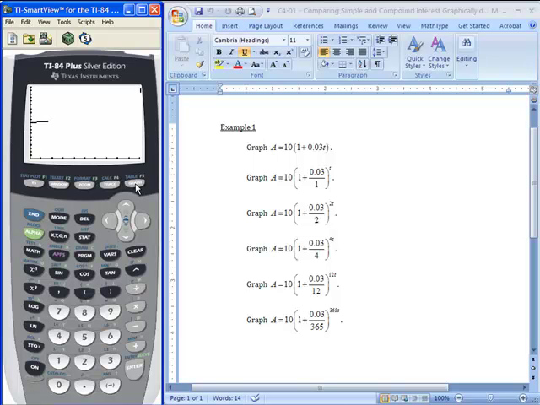Now remember, these things graph in order. So the first graph we see is the simple interest graph. And once that graph is up, the second graph we will see is for annual compounding. And it's probably going to look a lot like the simple interest graph at first. We'll see if we see much of a difference here over 10 years.